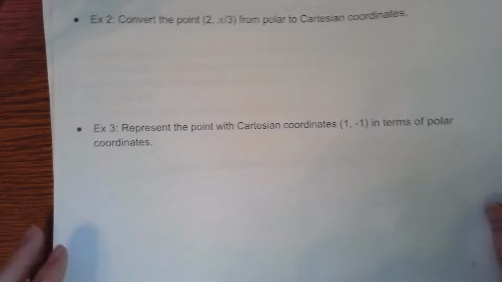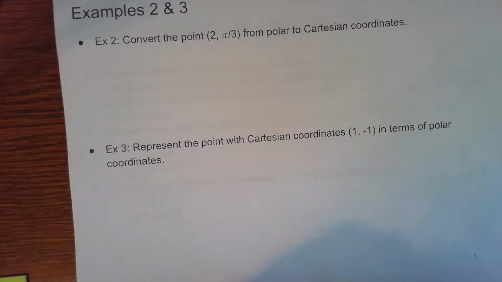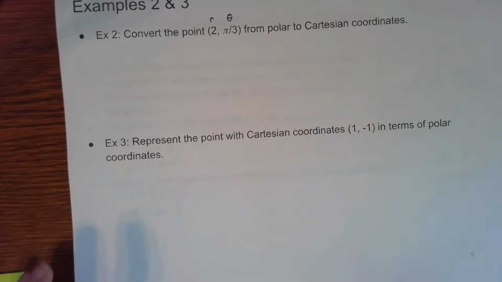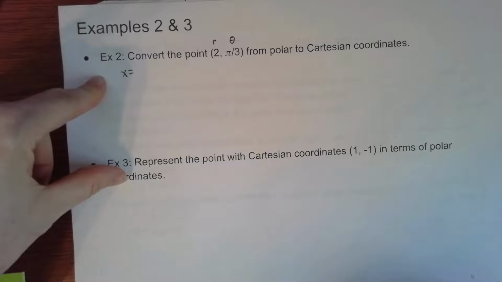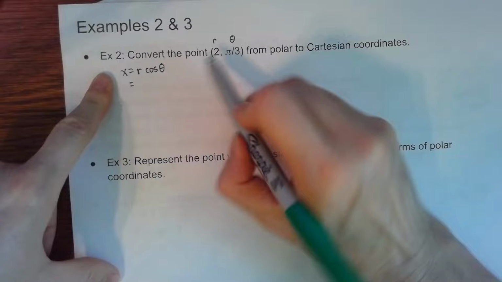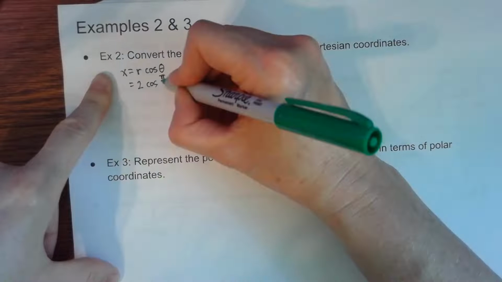I'll go ahead and do that. So let's say we want to convert the point 2, pi over 3 to Cartesian. So it's in polar form. That means this is r and this is theta. Cartesian coordinates have an x and a y. So in order to find the x, we need to do r times the cosine of theta, and for this particular value r is 2, and our theta is pi over 3.